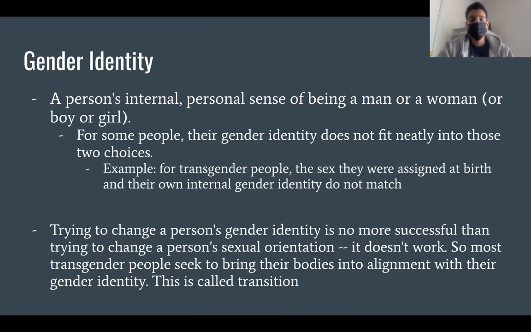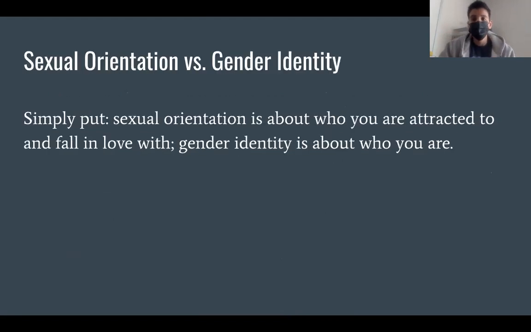One example is that most transgender people seek to bring their bodies into alignment with the way that they're feeling. If they're trying to bring their physical bodies to align with the way that they're feeling, that's called a transition. Some people do that. Some people don't. Like I said, everyone's different.